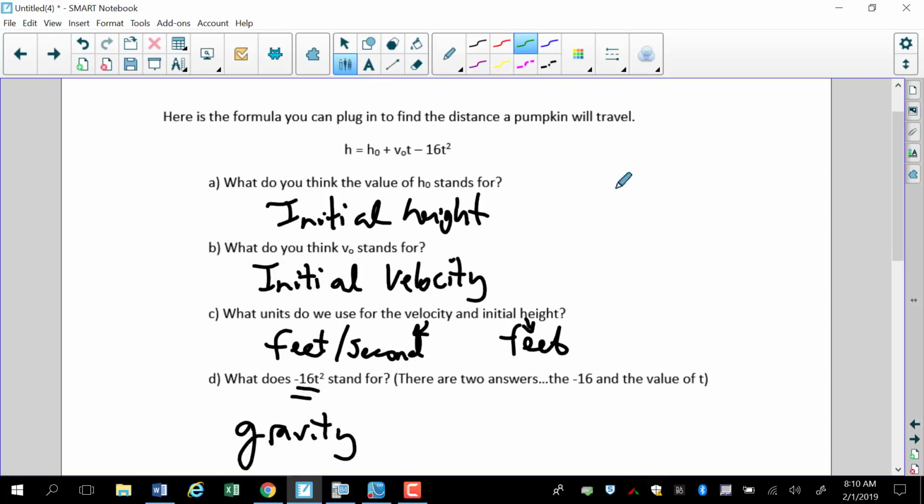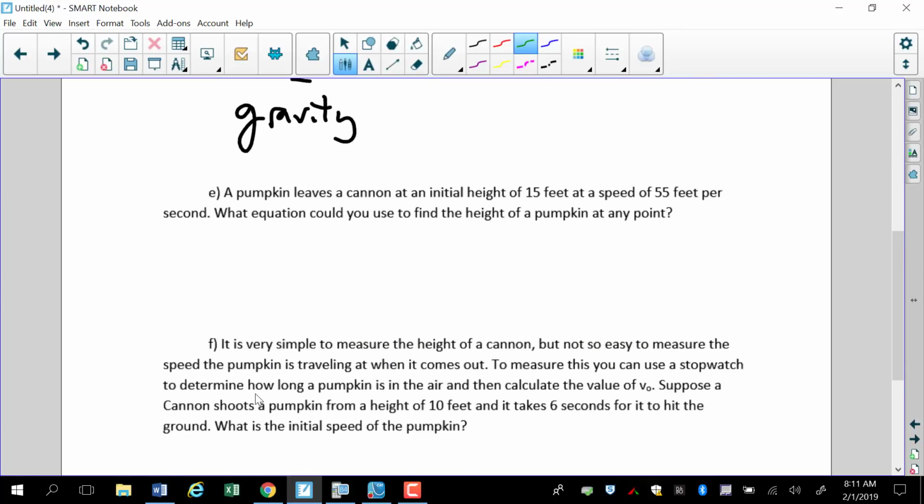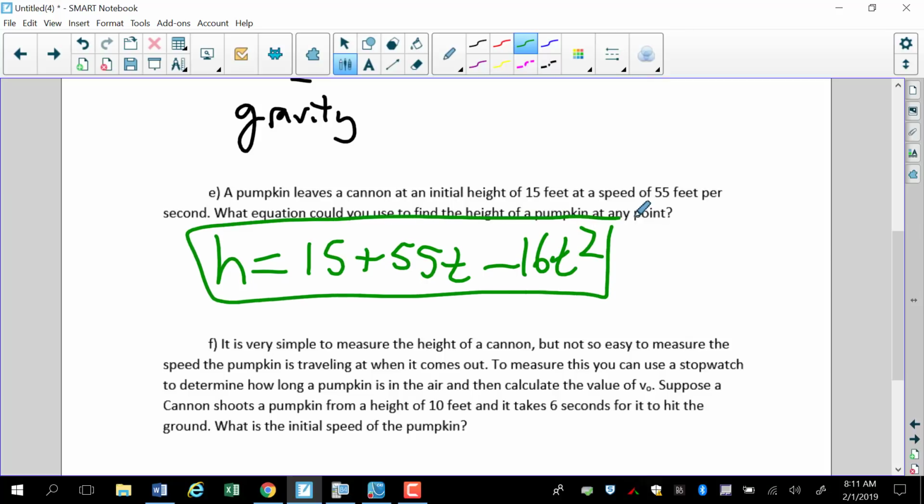So here's the formula to find the height of a pumpkin over time: h equals h0 plus v0 t minus 16t squared. It's the three pieces we talked about before: the initial height, which is h0, the initial velocity, which is v0, and then the negative 16t squared, which is gravity. For example, if a pumpkin leaves a cannon at a height of 15 feet at a speed of 55 feet per second, the equation we're going to use is 15 plus 55t, for time, minus 16t squared.